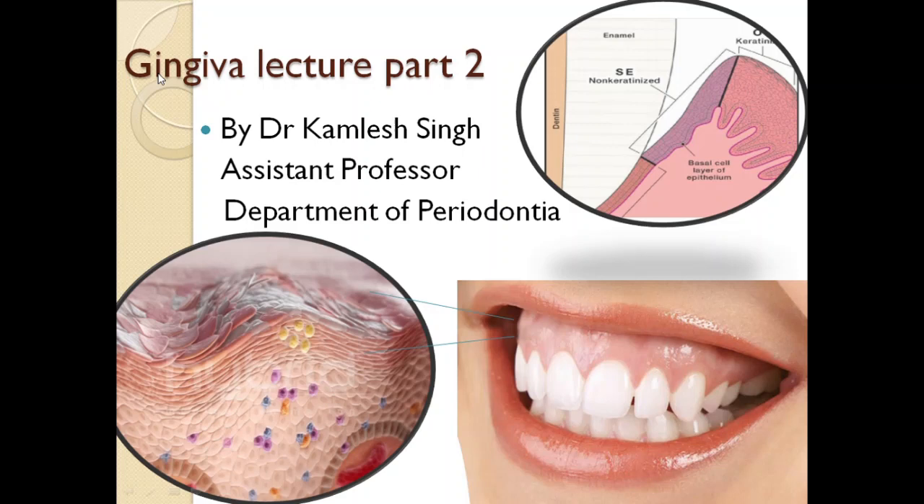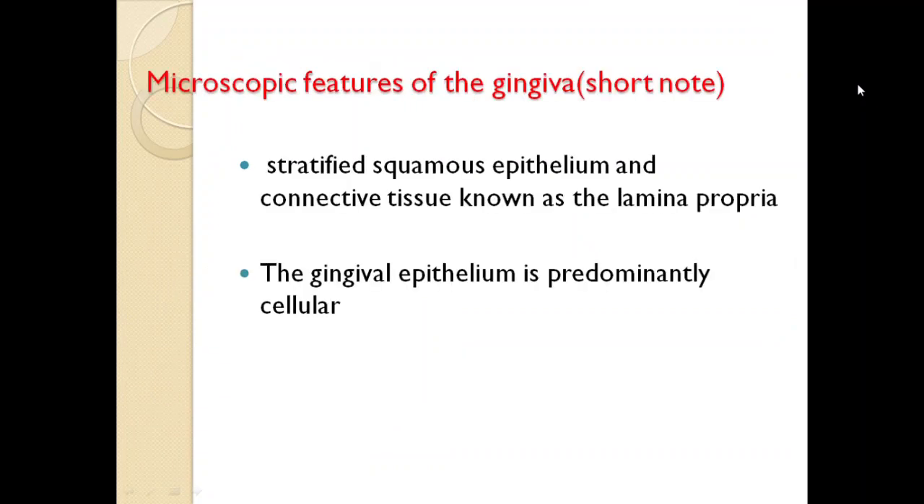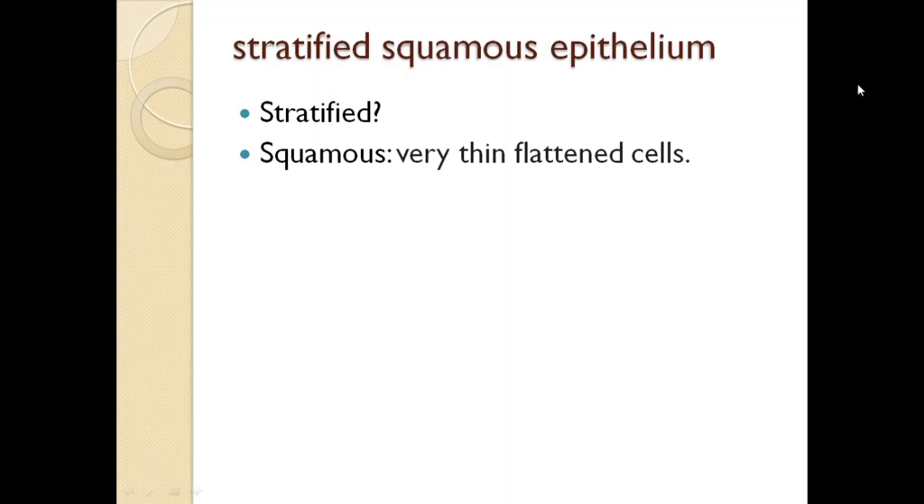Good morning, students. We'll be continuing with the topic gingiva. We'll be discussing different cells of gingiva. Microscopic feature of gingiva. Gingival epithelium is stratified squamous epithelium and the connective tissue is known as lamina propria. Gingival epithelium is predominantly cellular. It is stratified squamous epithelium.